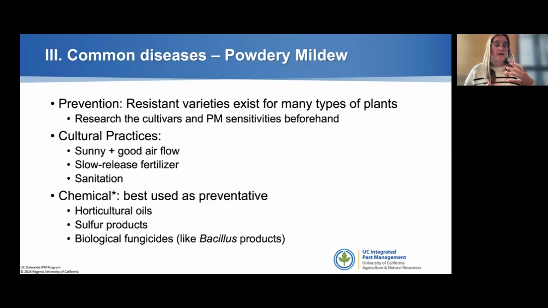As for chemicals, they're almost always better used as preventatives, but there are things like horticultural oils and sulfur products that can be used. There's also some biological fungicides that can be used as well. So there's some Bacillus products, so this is using a bacteria to combat the fungus itself. I do want to add, always read those labels and make sure that the product you want to use can be used in your home garden.